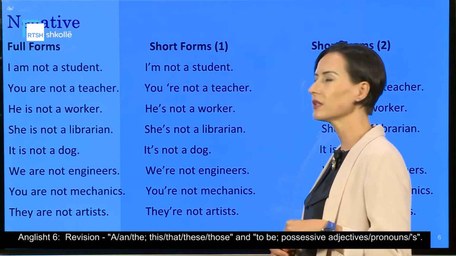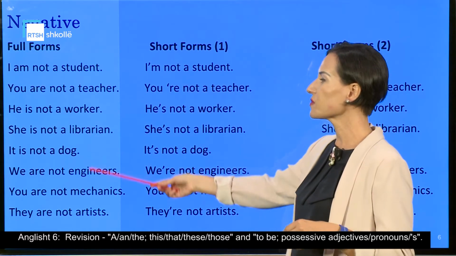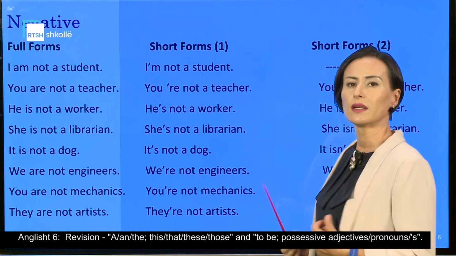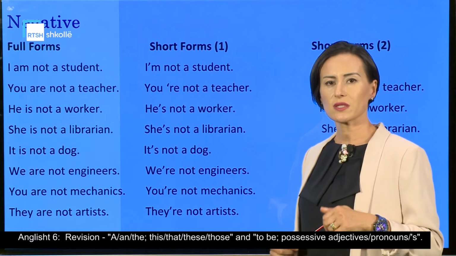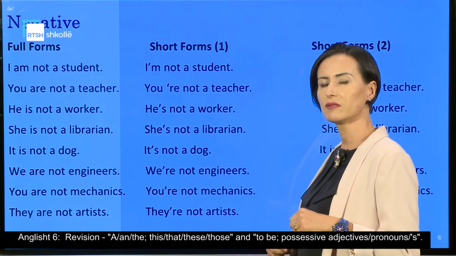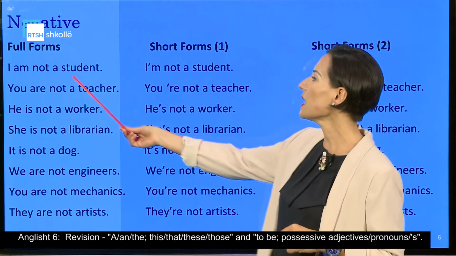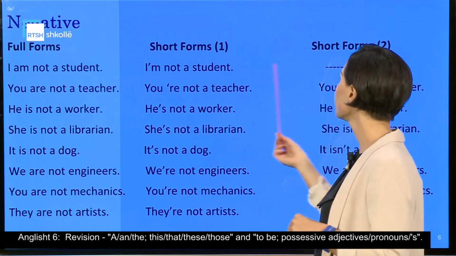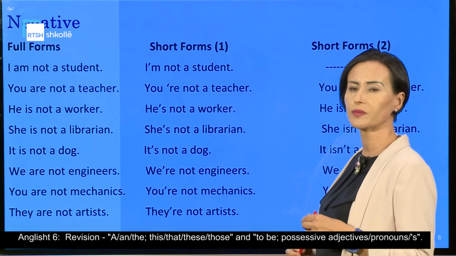Let us go on with the conjugation of the verb to be in the negative form. Pay attention to the full forms and to the two short ones. You, dear students, try to repeat on the other side of the screen after me. Follow me, please. I am not a student. I'm not a student. There is no other short form.